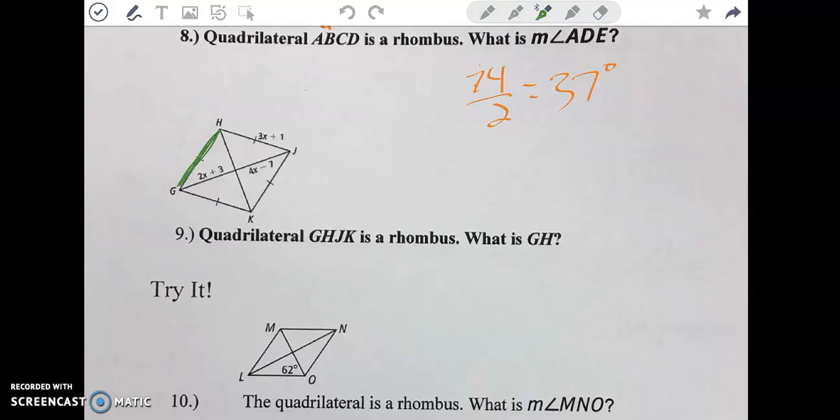All right, now for number 9, it's asking for what is GH, which is this portion here. Well, we need to find x. When we find x, then we can find what HJ is, and whatever HJ is going to be the same as GH because in a rhombus all sides are equal. So how can I find what x is? Well, I'll take this portion here in the diagonal and this other portion of JG and set them equal to each other.